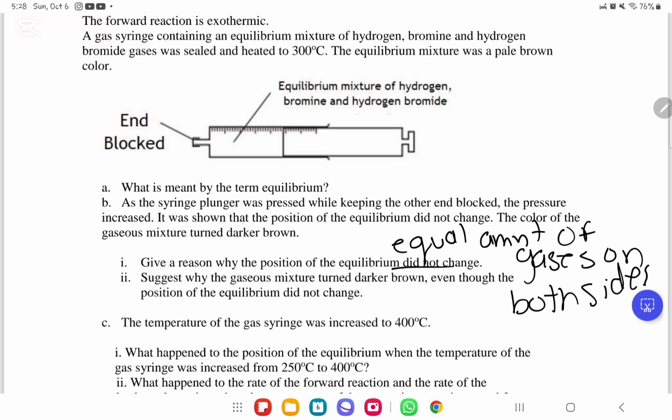All right, now suggest why the gaseous mixture turned darker brown even though the position of the equilibrium did not change. So we are increasing the pressure, right? Remember, we said as we increase the pressure, the volume decreases. So since the volume decreases, they will have more effective collisions.